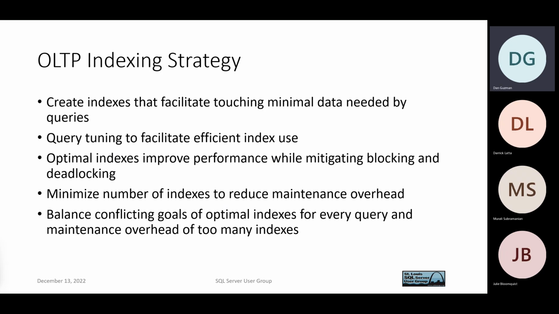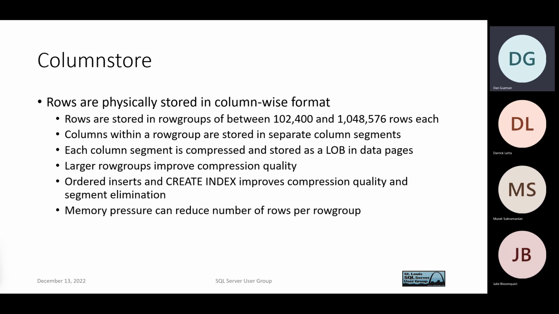However, there are conflicting goals, of course, between having maintenance and too many indexes. Columnstore, though, takes a different approach. Instead of storing the rows row-wise, meaning that you have multiple columns in a single row, each column is in a separate structure called a column segment, and they store those segments in groups of rows that can have between 100,000 and a million rows each.